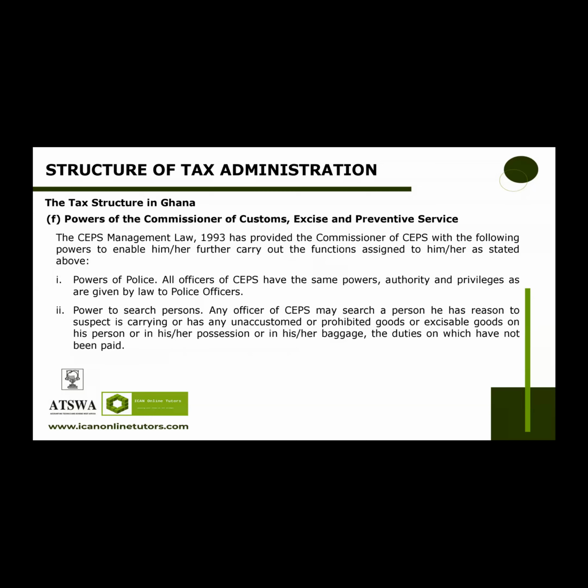Two, power to search persons. Any officer of SEPS may search a person he has reason to suspect is carrying or has any unaccustomed or prohibited goods or excisable goods on his person or in his or her possession or in his or her baggage, the duties on which have not been paid. It should be noted, however, that a female shall be searched by a female. Furthermore, no officer shall be liable to any prosecution, action or suit on account of a search made in good faith and in accordance with the provisions of the law.